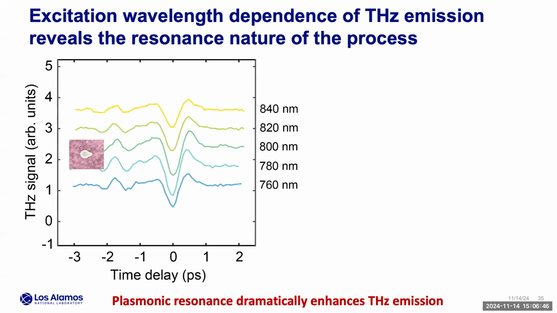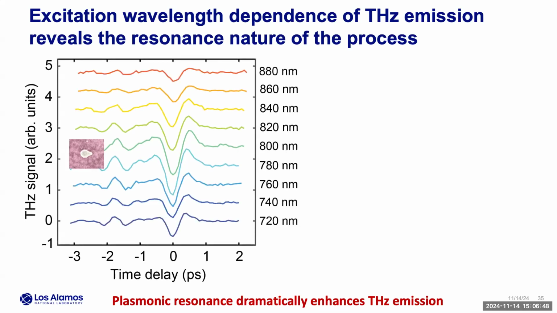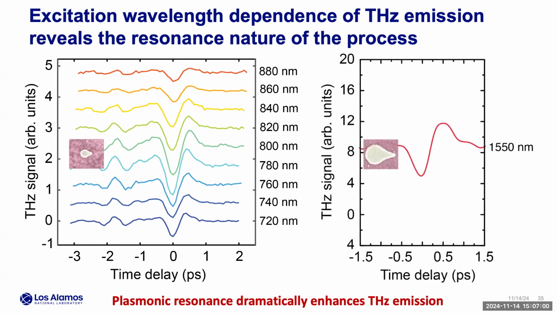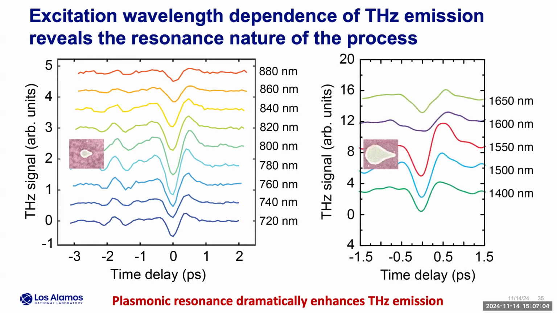So that's what you get at 800. You can see that the peak emission is at 800 as it was designed. And if you look at our 1.5 micron emitter, you can also see that the resonance enhances the terahertz emission.